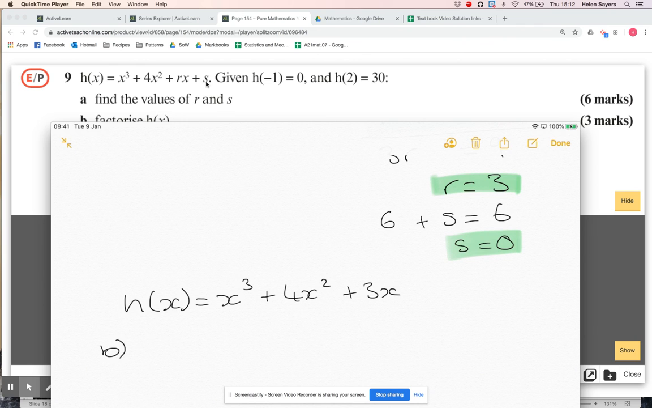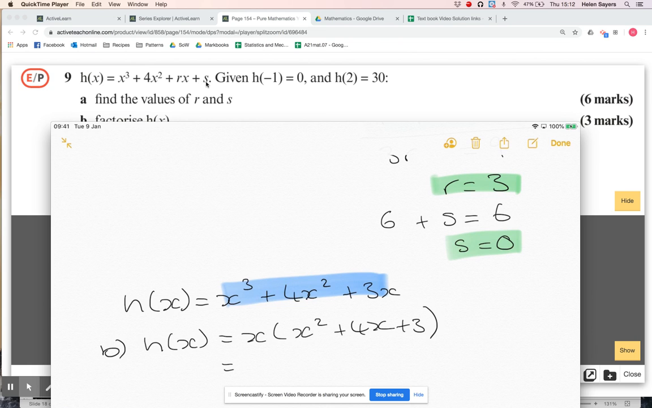Okay, and then hence factorise. Well, this actually is very helpful because I'm factorising that cubic. So the first thing I would definitely do is just take out a common factor of x. Okay, so then actually all I've got to do is factorise that quadratic if it factorises.